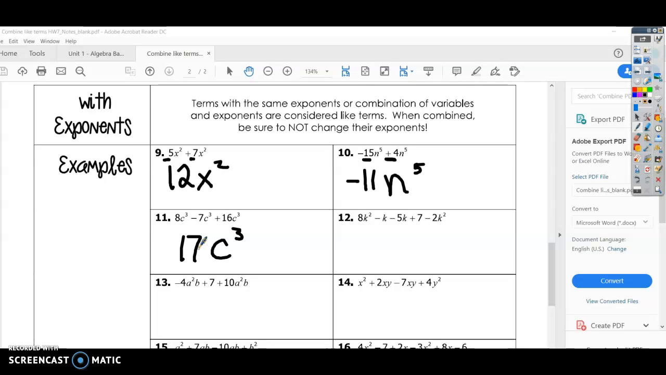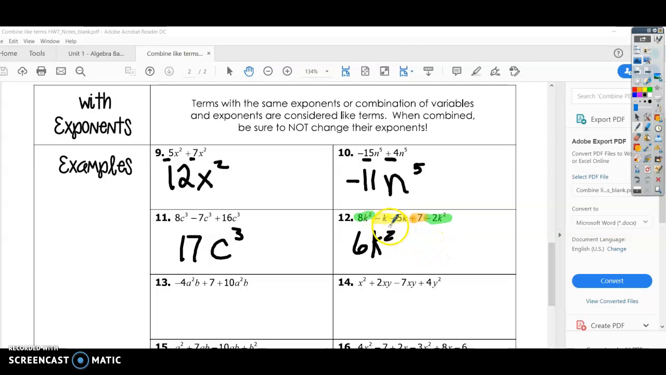All right, moving on. So on this one, we have k squared, and we have just k's, and we have a third one, a number without a variable, which is a constant. All right, so let's look at the k squareds first. So 8 minus 2 is 6 k squared.